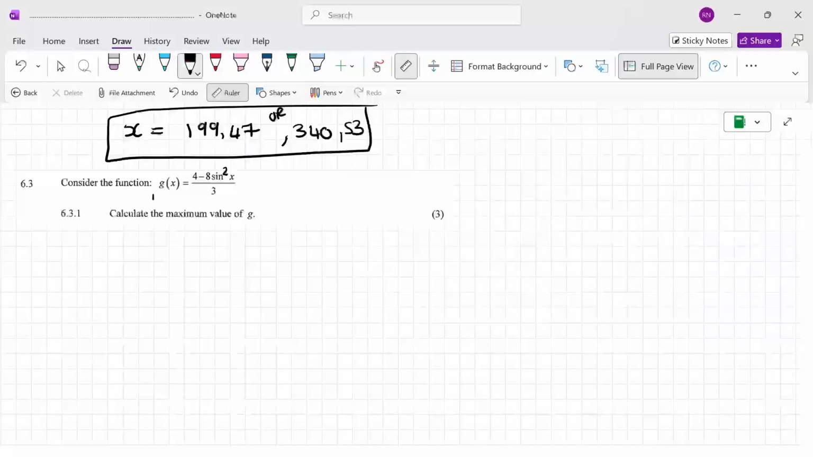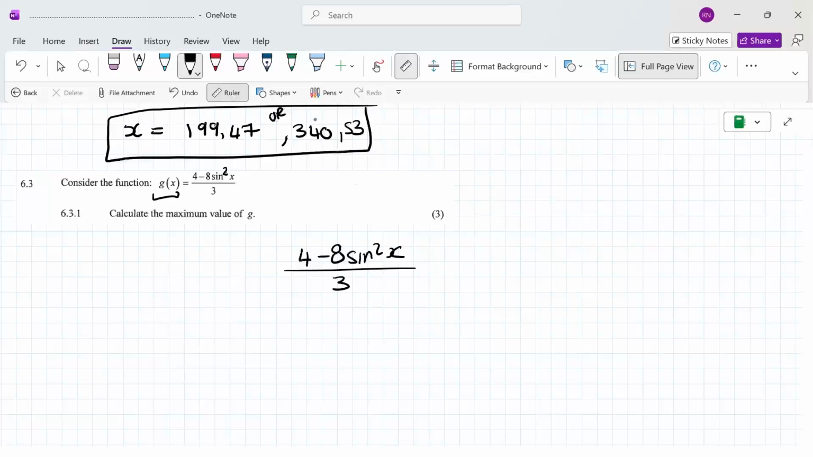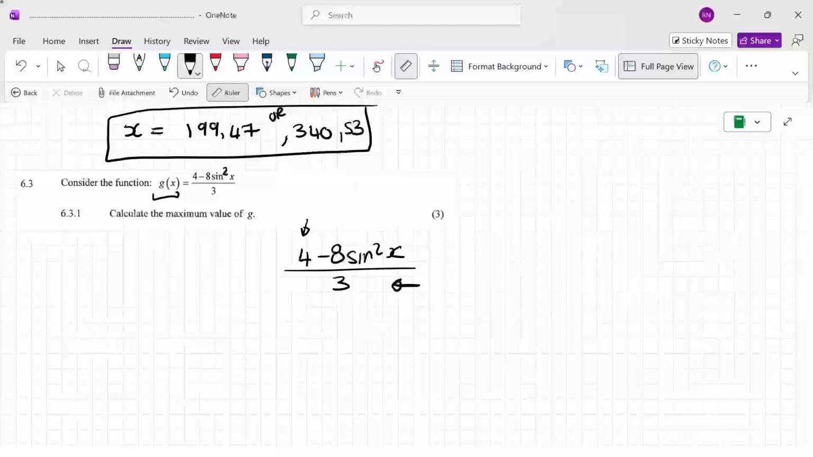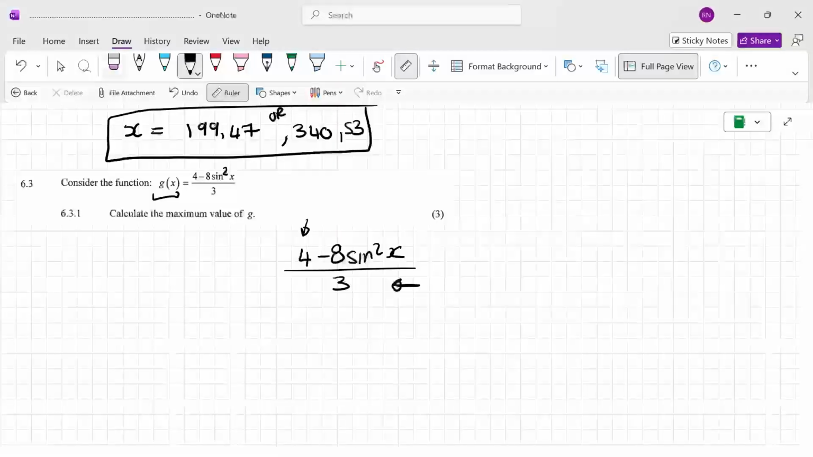The maximum value that G can be if we're given 4 minus 8 sine squared x over 3. How can we make this value bigger? The only thing we can change here is my x, or my sine x. We can't change 3, and we can't change 4, and we can't change 8. So we can't do anything to the denominator to make this fraction bigger. We can't do anything to the 4 to make this fraction bigger. If we could increase 4, then that could make this fraction a bigger number, and we could find a maximum of maybe infinity because we could just increase it forever.